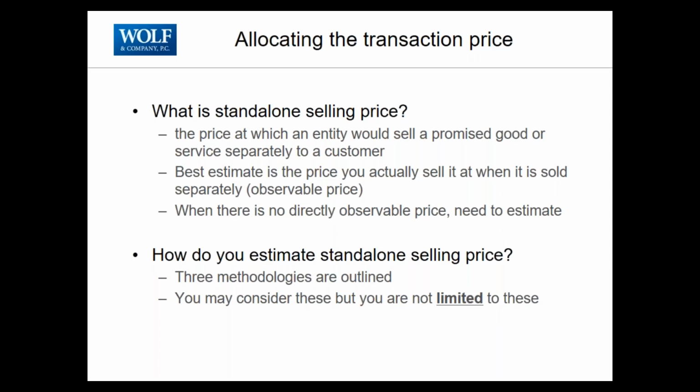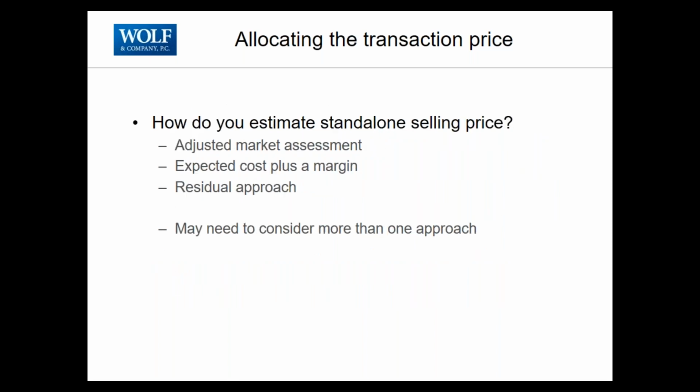There are three methodologies that 606 introduces here. Unlike the methodologies for estimating variable consideration, these are not prescriptive. You may consider these, but you're not limited to these. I think that the expectation would be that you would at least consider these options, but there may be others as well. So what are these three suggested methods?